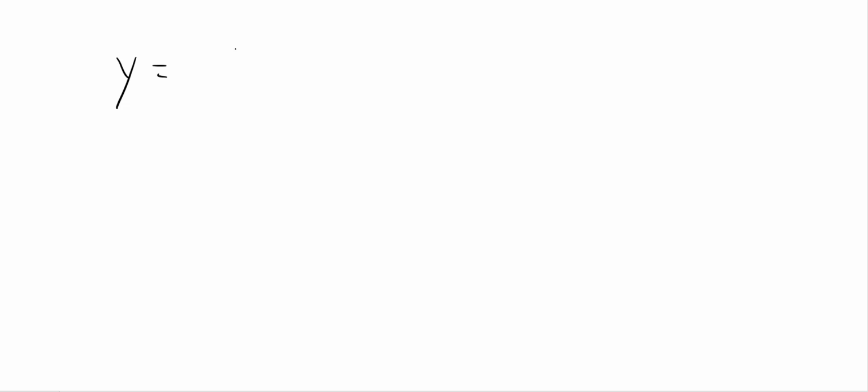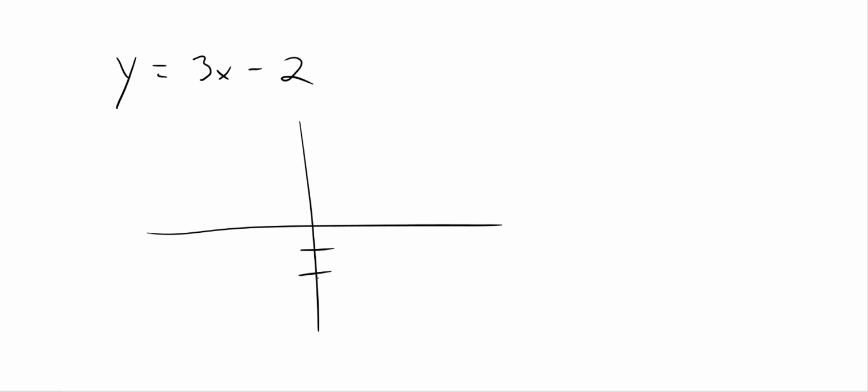Y is equal to 3x minus 2. Okay, so we graph it, and we plot negative 2 first, and then it's 3 over 1. They're both positive, so from that point you go up 3 and over 1. That's all it is. So up 3, 1, 2, 3, and over 1. There's your second point, and there's your graph. Okay, try a few more.